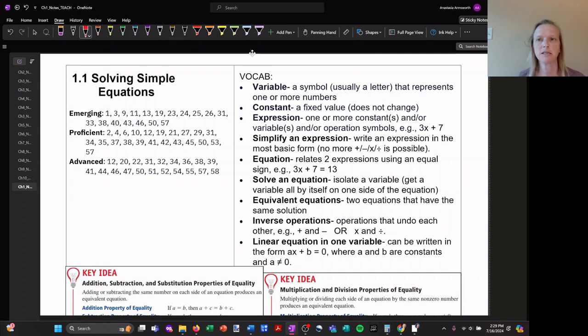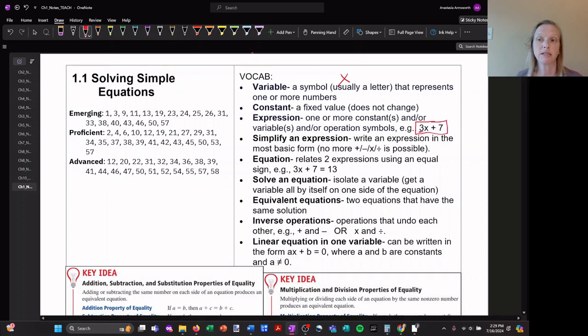A variable is a symbol, usually a letter, and x is probably the most common letter used, that represents one or more numbers. Those numbers are typically not known, and the point of solving the equation is trying to determine the value of this variable. A constant is a fixed value. It does not change. If you put variables and constants together, you create an expression, which is just one or more constants and/or variables and/or operation symbols stuck together in an expression like 3x plus 7.